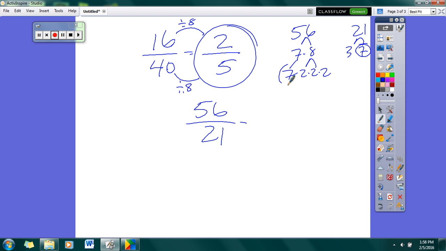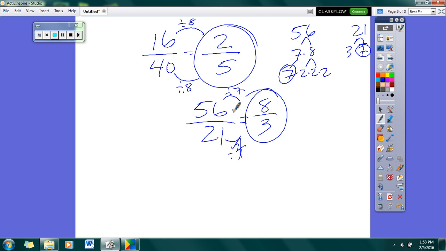So I see that they have a common factor of 7. So I'm going to divide both by 7. And 56 divided by 7 is 8, and 21 divided by 7 is 3. So I ask myself, is there a number that can go into both 8 and 3? The answer is no, so this is in its simplest form.